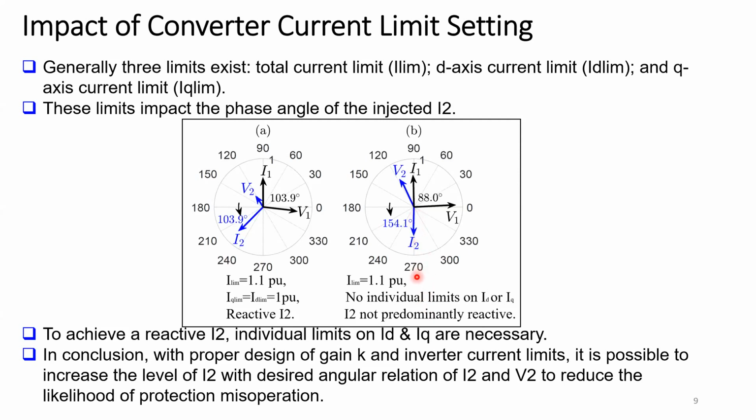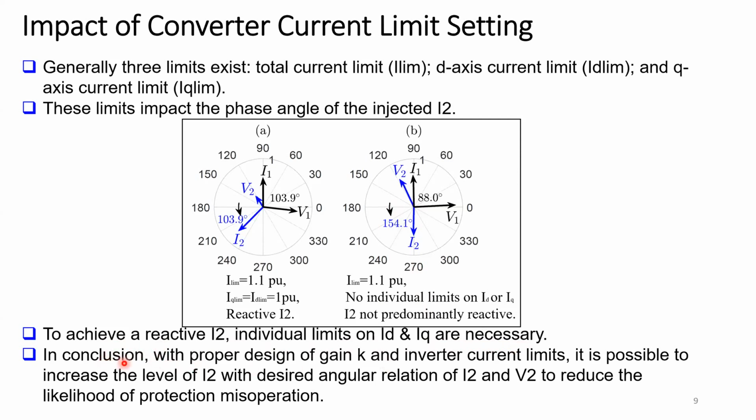The reason is that in the absence of an individual limit on IQ, the converter control basically gives the entire current capacity to the Q-axis component, and there is no D-axis component to generate the desired phase angle. So the conclusion here is that to achieve a reactive I2, individual limits on ID and IQ are necessary.